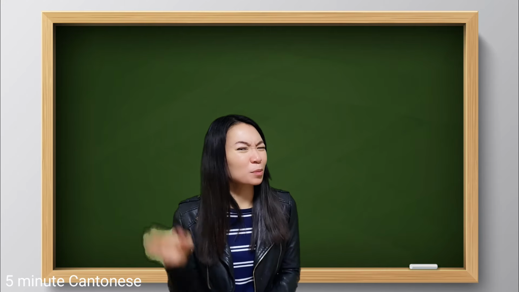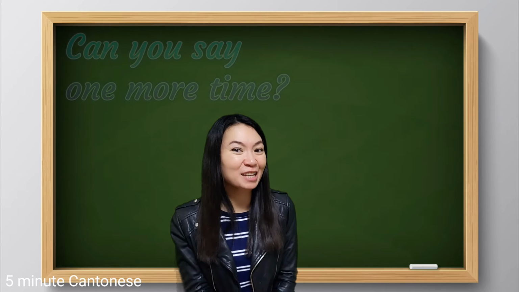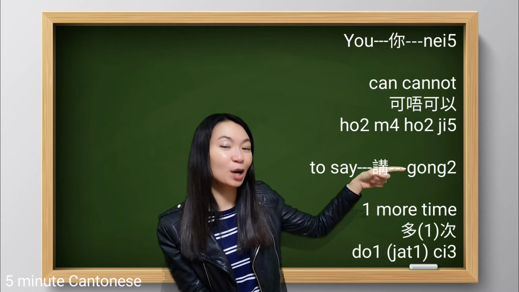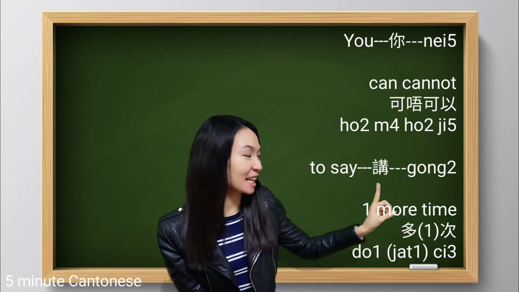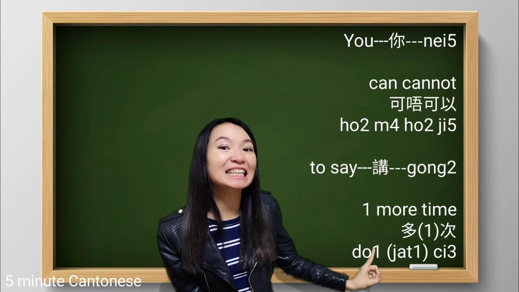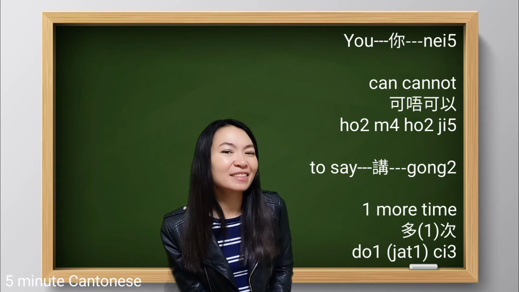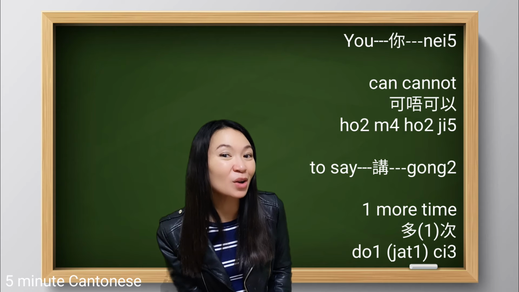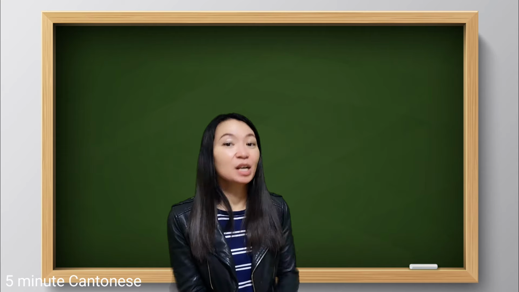To say, for example, someone speaks too softly, so you want him or her to say it again, so you say, can you say again? You, 你, can, cannot, 可, 可以, 你可不可以. To say, 講. One more time, 多一次. Or you can skip the number one: 多次. 你可不可以講多一次. Or 你可不可以講多次.